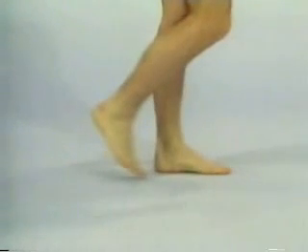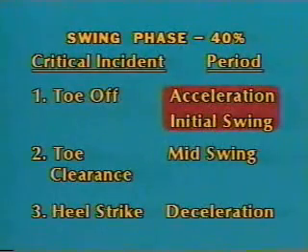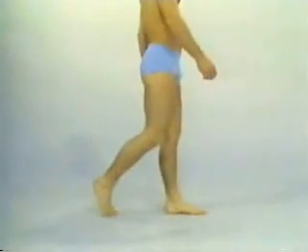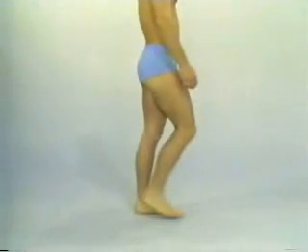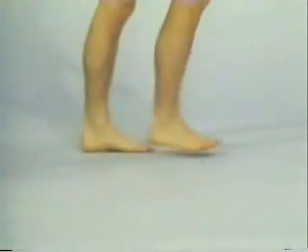Like stance phase, the swing phase can also be broken down into various periods. Acceleration or initial swing. Just prior to toe-off, the iliopsoas muscle contracts to propel the leg forward by flexing the hip. This also results in knee flexion, which raises the leg, enabling the foot to clear the ground. The foot and ankle dorsiflexors also contract to give further clearance from the ground.